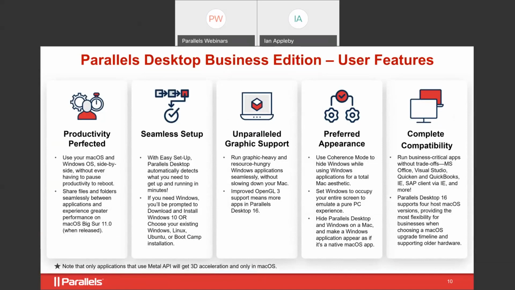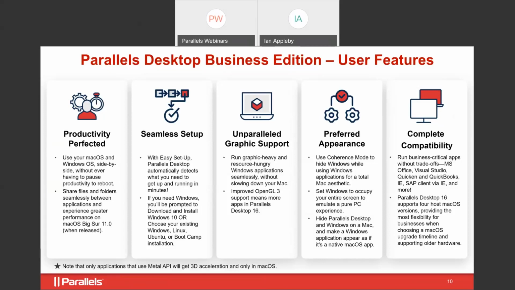Setup is really easy with Parallels Desktop. When you download it and install it, it knows what you need to get up and running. If you need Windows, it'll tell you to download Windows. If you already have Windows on your machine, if you have it in Boot Camp, it will allow you to use that Windows installation to bring into a new virtual machine through Parallels Desktop.